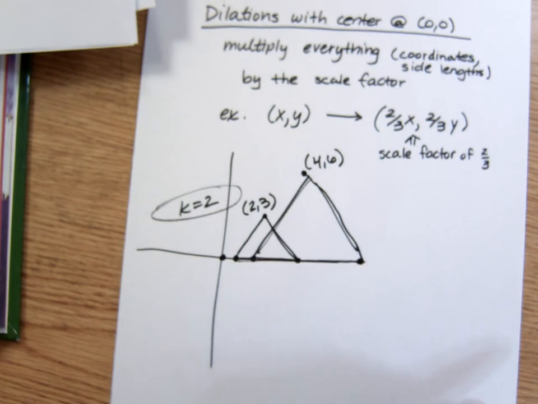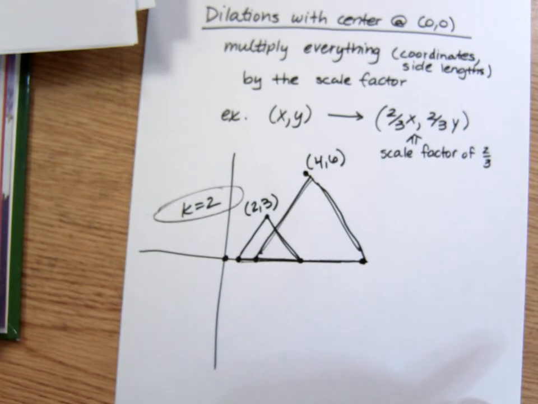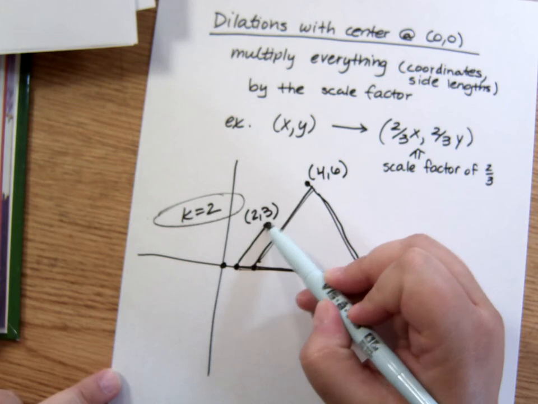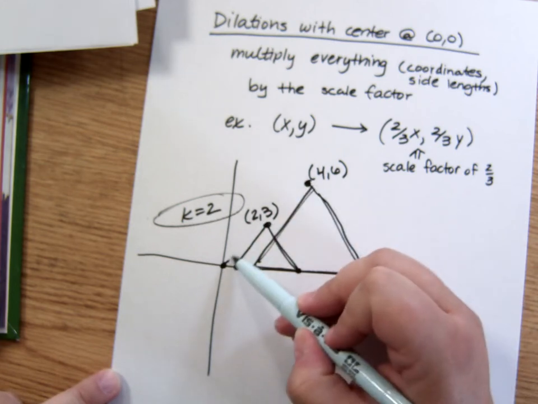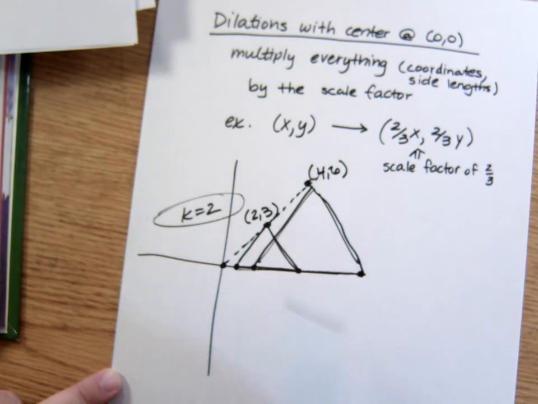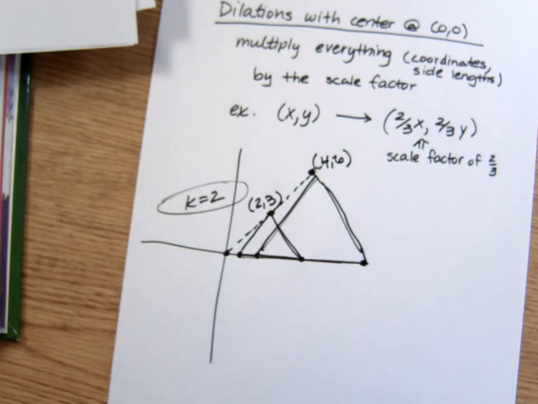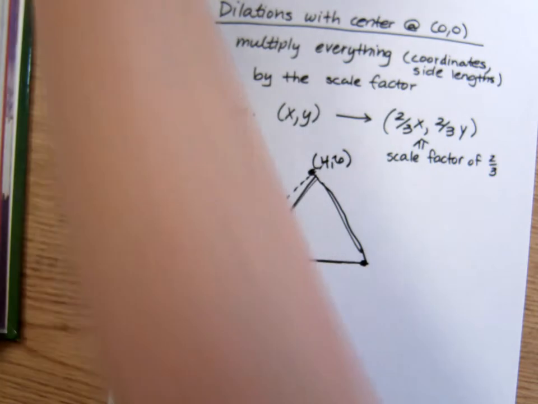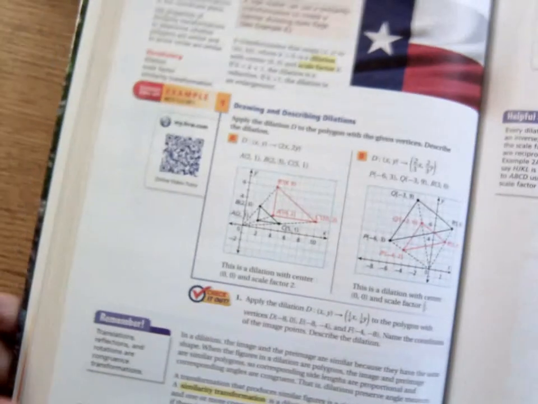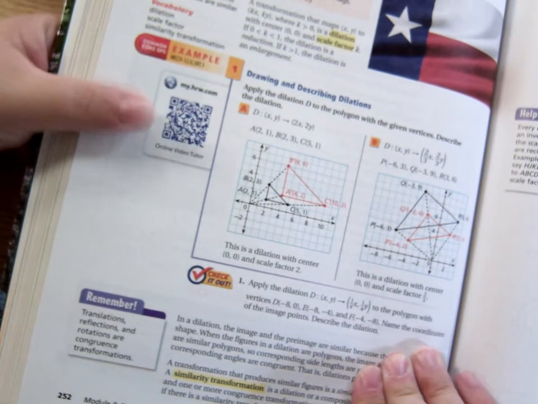Now the other thing is, if it's a dilation with a center not at the origin, not at 0, 0, it helps to know this. The new point and the old point will always line up perfectly with the center of dilation. If you look at these two pictures, which is in the Analytic Geometry book on page 252.